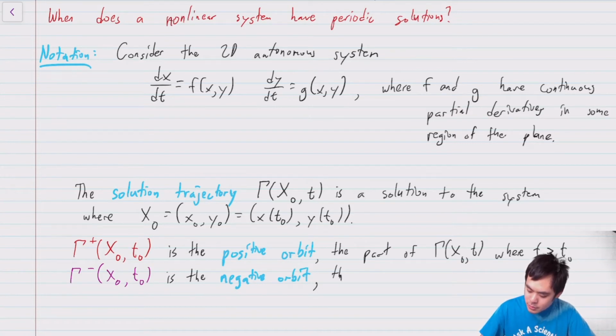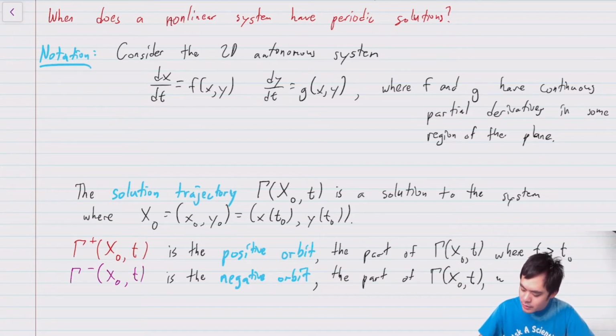So this is the part of gamma of x naught, t. Sorry, I meant, oh sorry, these are not t naughts, these are functions of t, so I have a notational error there. Yeah, so the parts of them where t is less than or equal to t naught. So what does this look like?